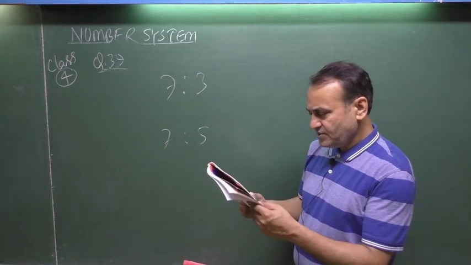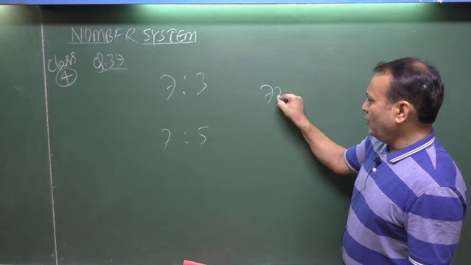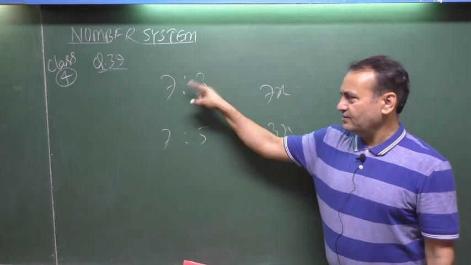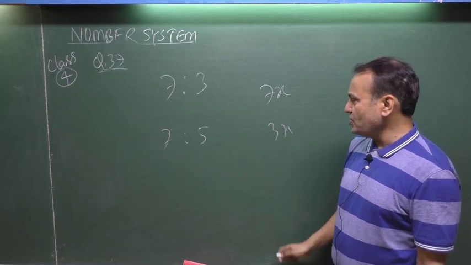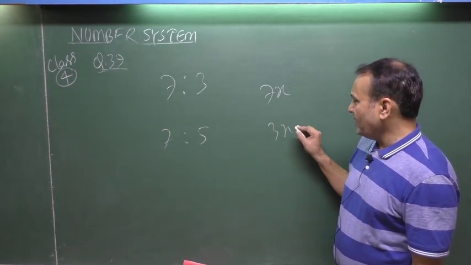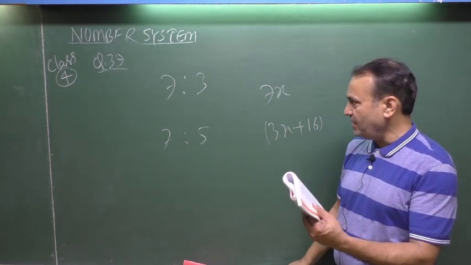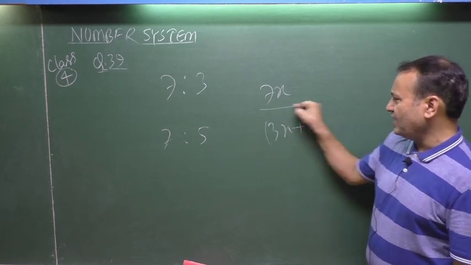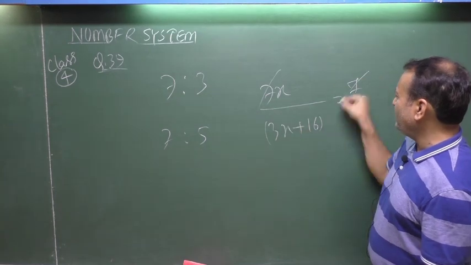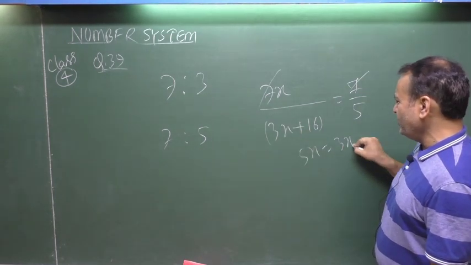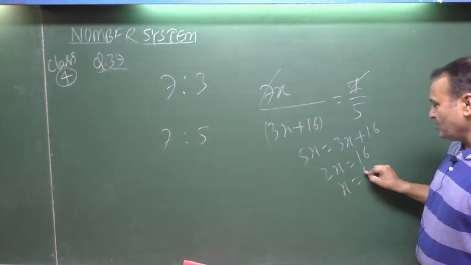Go through the basic method first. See here. One number is 7x, another is 3x. The question says, if you add 16 to the smaller number, the ratio becomes 7:5. That means the ratio equals 7/5. Now 7 will be cancelled and 5x equals 3x plus 16. That's why 2x equals 16 and x equals 8.